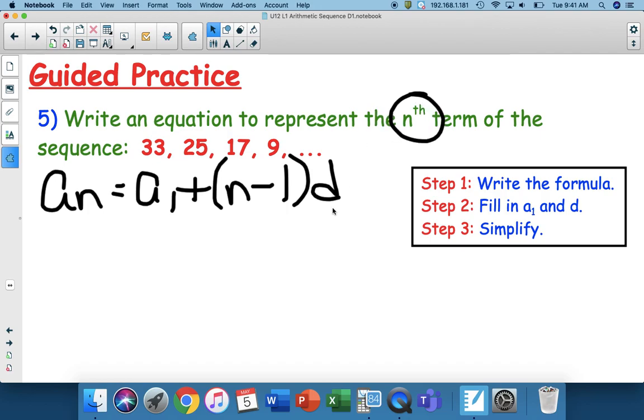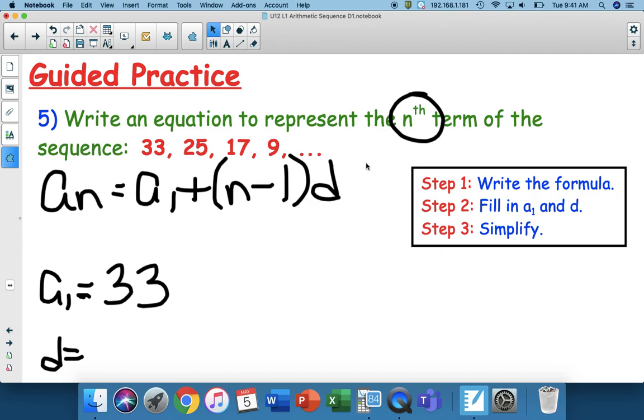N stays n. But we need a1 and we need d. Those are our two variables that we're looking for. So a1 and d. Remember, d is our common difference. That's our pattern. So a1, that's our first term in the sequence. Our first term in the sequence should be 33. That's pretty simple. That's the first term I see.